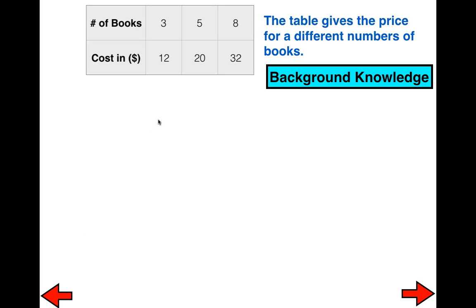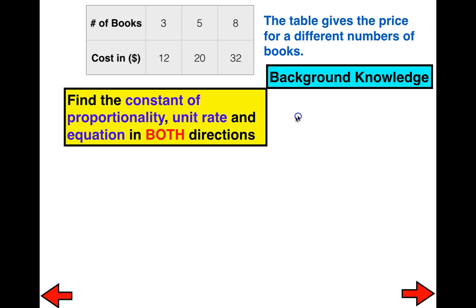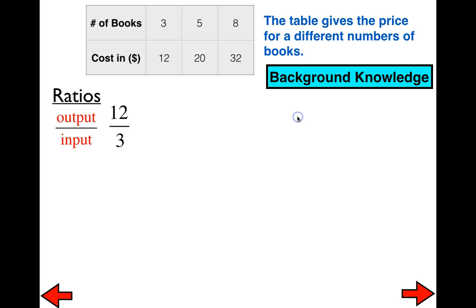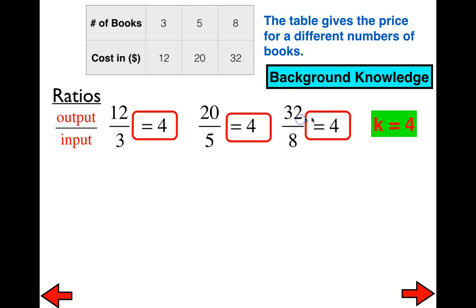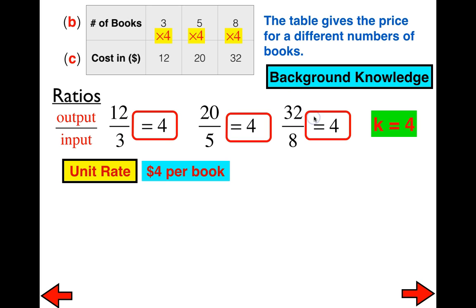So from 7th grade, this is some background knowledge. We've talked about how to find the constant of proportionality, the equation, in both directions. We normally use output over input. That's the preferred way. And that's how we come to the conclusion that our unit rate is $4 per book. And then our equation is C equals 4B.